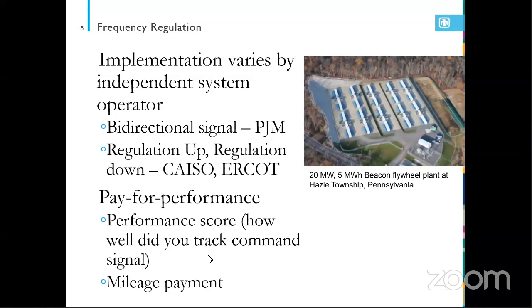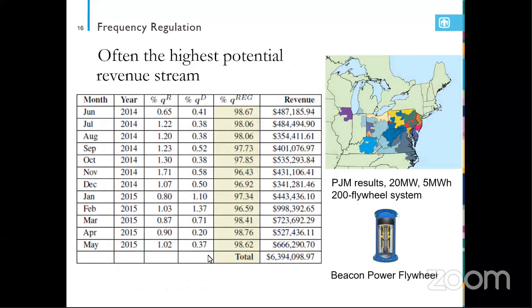Pay for performance has been around for a couple of years now. Most remuneration schemes involve a performance score. So that's how well did you track the command signal. And then there's also a mileage payment. So the more movement you have in the signal, the more you get paid. And this is good for storage because the rationale is slower responding resources won't be able to move as quickly, and therefore their performance score won't be as good. And then also their mileage payment will be less because they didn't move as quickly and as much.